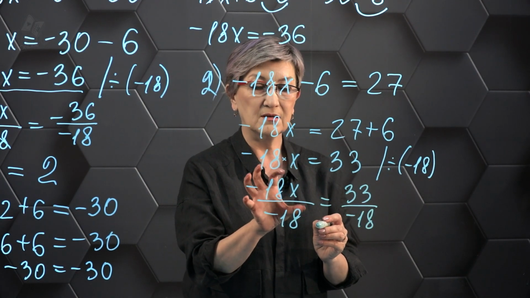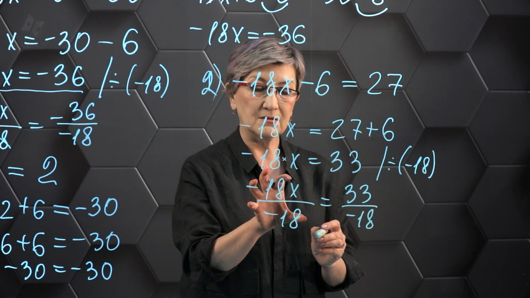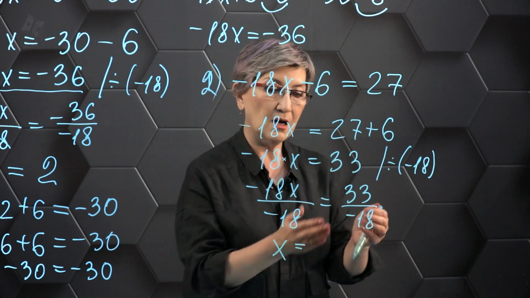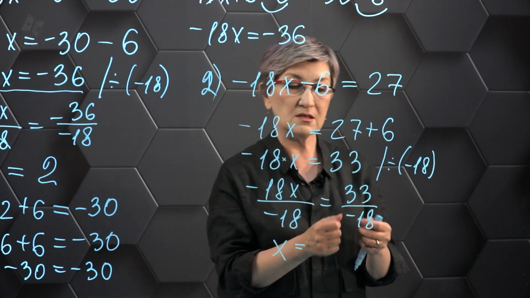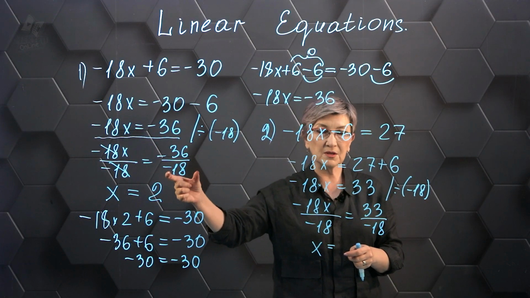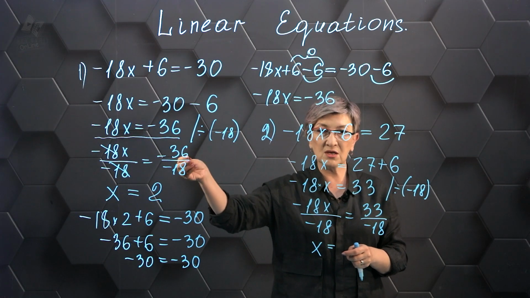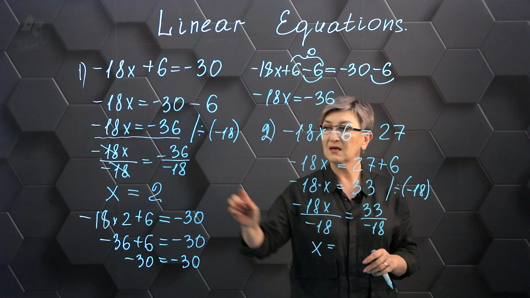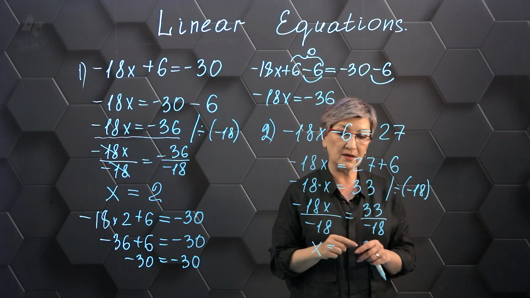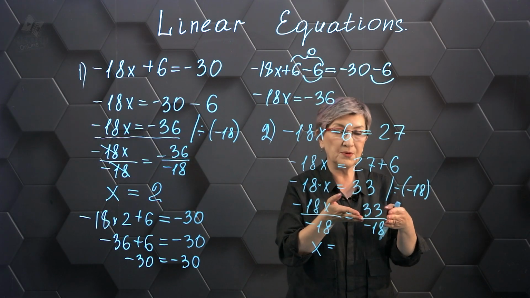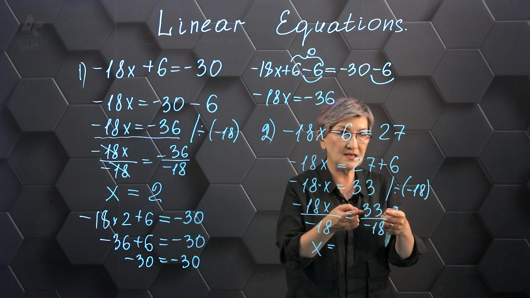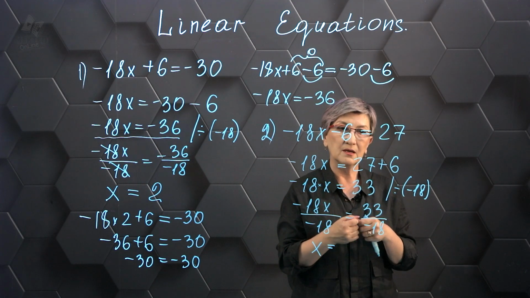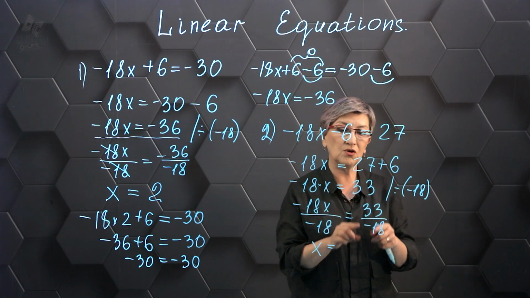On the left side, there is 1x. You and I know that we don't write the 1, we just write x. But what happens in the right part? In our previous example, we had minus 36 divided by the number minus 18 without a remainder. And the result was the number 2. What do we get in the second example? When I divide 33 by minus 18, we get a remainder. Then I write it down as a fractional number.